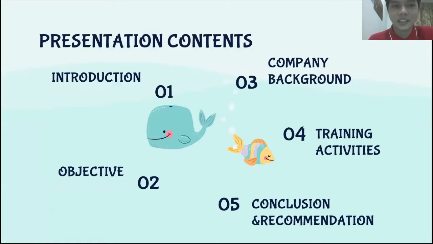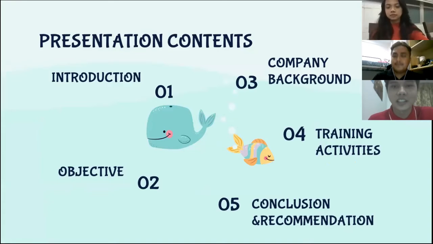Okay. So what is the presentation content? First, the introduction, what is the industrial training. Second is the objective of this industrial training. Third is the company background. Fourth is training activities, and fifth is the conclusion and also the recommendation.